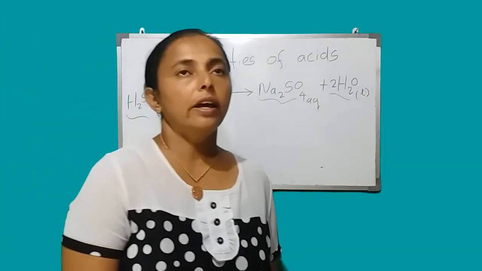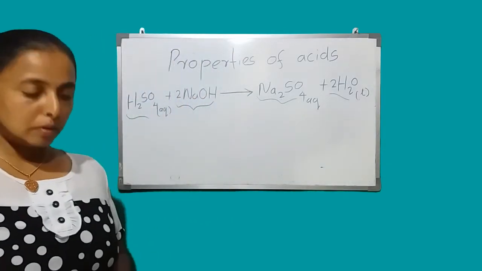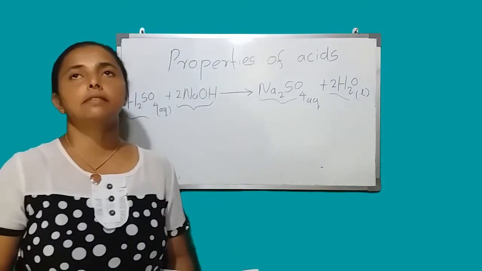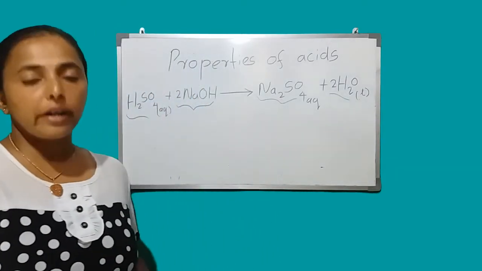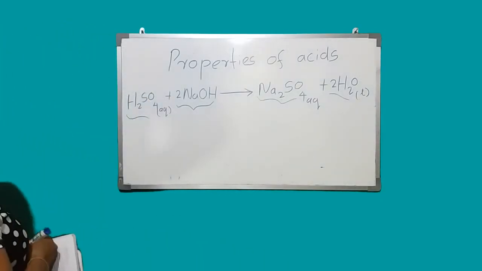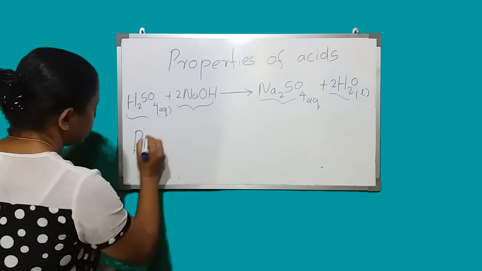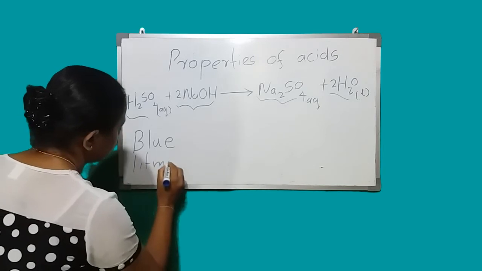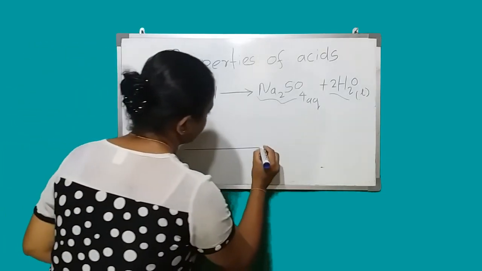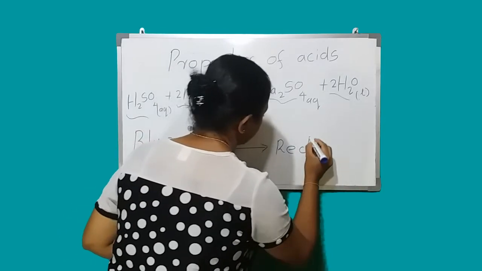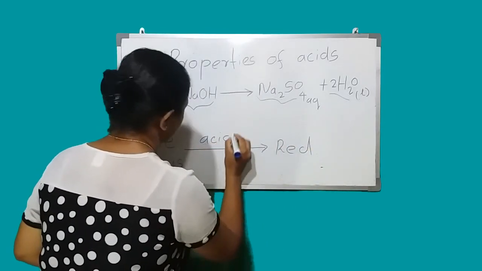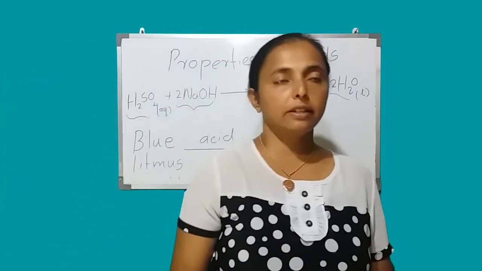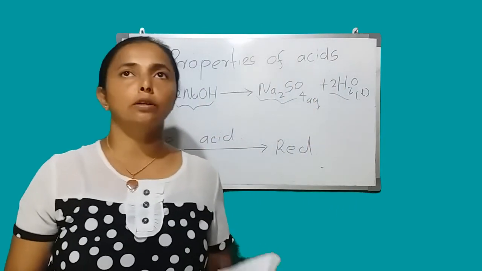Right, then acid turns blue litmus into red color. Acid turns blue litmus red. That is the features of acids.